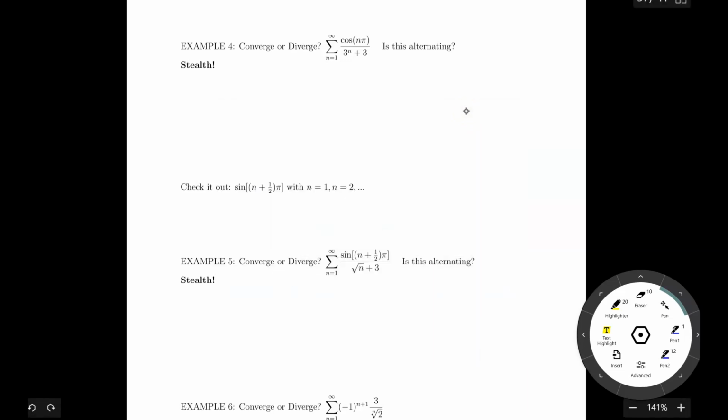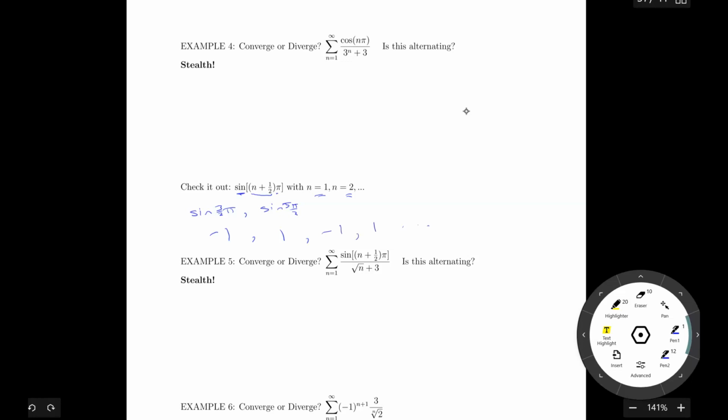All right, so the last video left off with a typo, so I fixed it, so here we go. So it's sine of (n plus 1/2) pi. So when I plug in n equal 1, I get sine of 3/2 pi. If I plug in n equal 2, I get sine of 5/2 pi. So we know that sine of 3 pi over 2 is -1. We know that sine of 5 pi over 2 gives me sine of pi over 2. That's 1. And it keeps doing that.